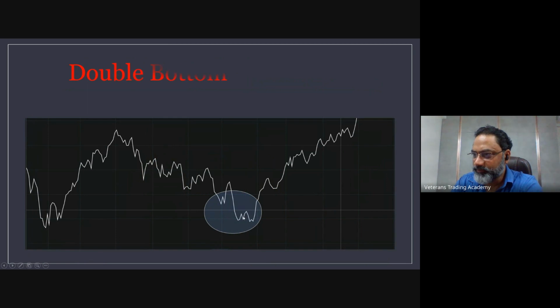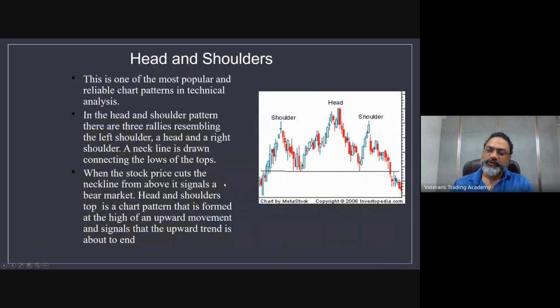Similarly, a double bottom is formed like this. The market is in a downtrend, it falls. It's a Nifty chart, just a line chart, and it bounces a bit, and thereafter comes down again, takes support here, and thereafter continues further up. Okay, so this was the double top and double bottom formation.